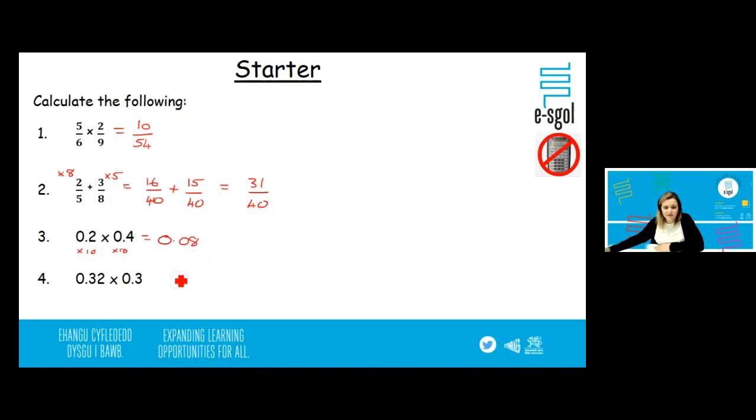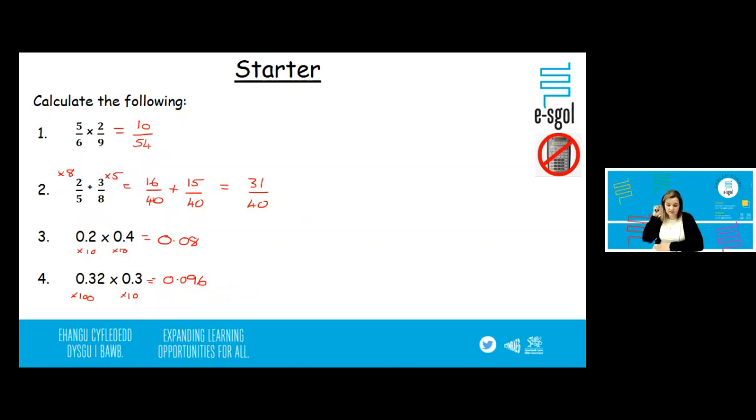And then the final one there, a similar process to above, but the left-hand one you'll be multiplying by 100 because you've got 2 digits after your decimal. The right-hand one you're multiplying by 10. Then you're working out what 32 multiplied by 3 is, so that's 96. And then you need to reverse your timesing and divide. So divide by 10 and divide by 100, and you will end up with 0.096 for that.